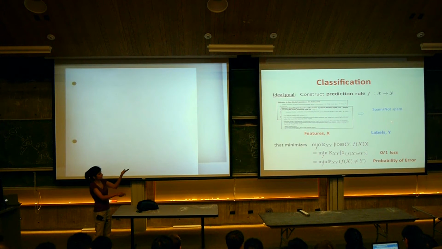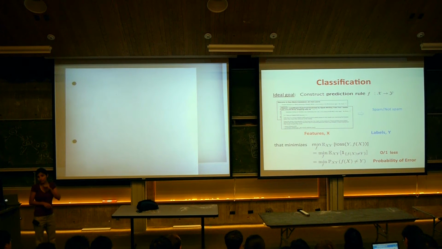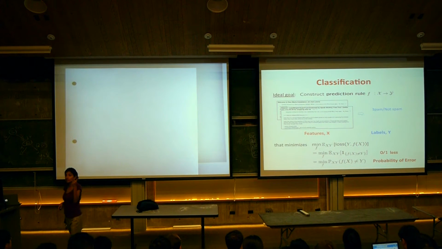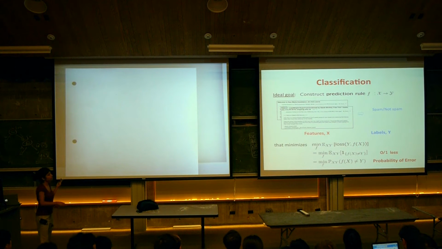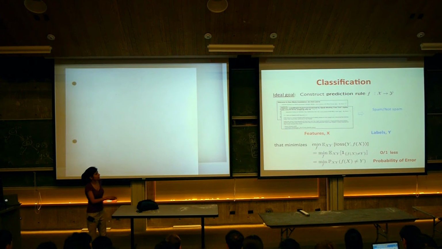In this case, say it's a spam classification problem. We just want to classify every email as spam or not spam. This is an example of a binary classification problem because the label can take only one of two values. We can assign a 0 and a 1 to whether it's spam or not spam, and we call this binary classification.